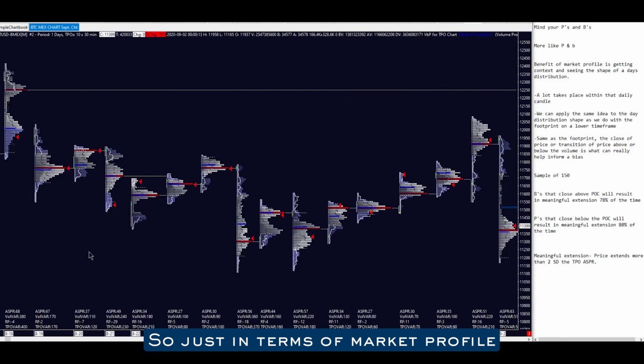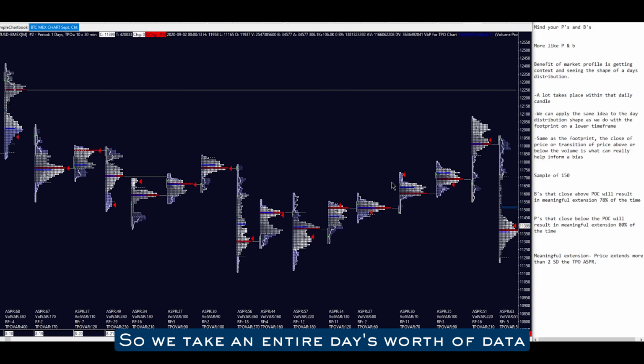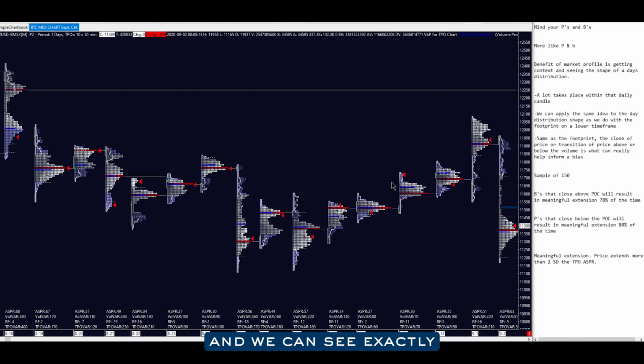So just in terms of market profile, to reiterate, the benefit of profile is that we get the data organized in a very easy to read format. We take an entire day's worth of data, or you can look at a weekly profile and take an entire week's worth of data, and it's compressed, and we can see exactly whether the market was balanced or imbalanced, where the market spent most of its time, where it was rejected, where it was accepted, where value developed, and so forth.